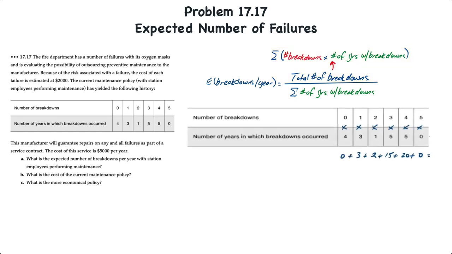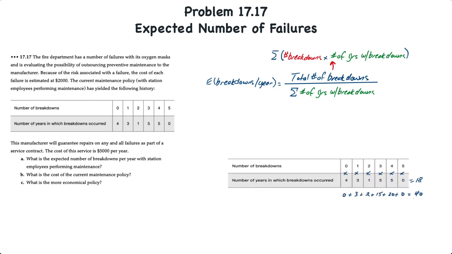So we'll just cheat and use the information in our table. So 0 times 4 is 0, plus 1 times 3 is 3, etc., all the way to 5 times 0, 0. And when we add all those up, the total number of breakdowns is 40. And the sum of the number of years with breakdowns adds up to 18. The estimated number of breakdowns then is the total number of breakdowns divided by the number of years with breakdowns. So we'll take 40 breakdowns over 18 years with breakdowns. That results in 2.222 breakdowns per year.